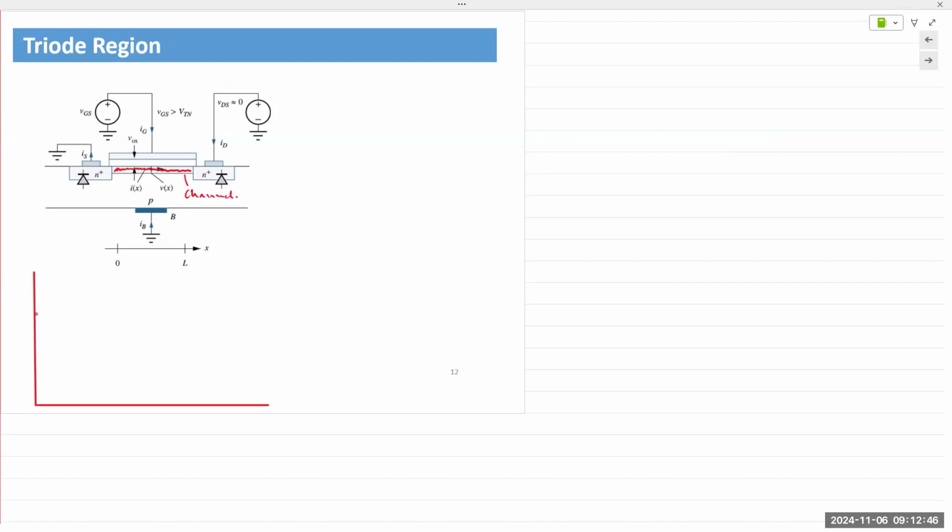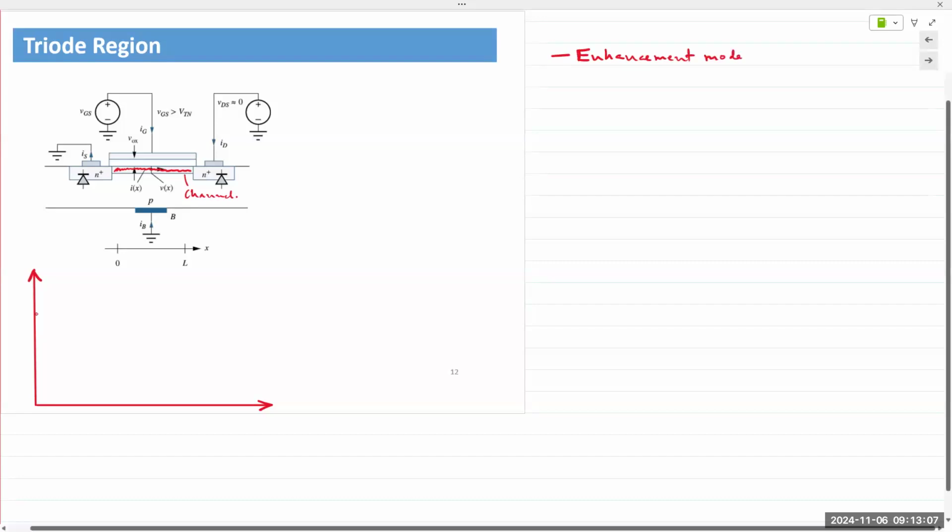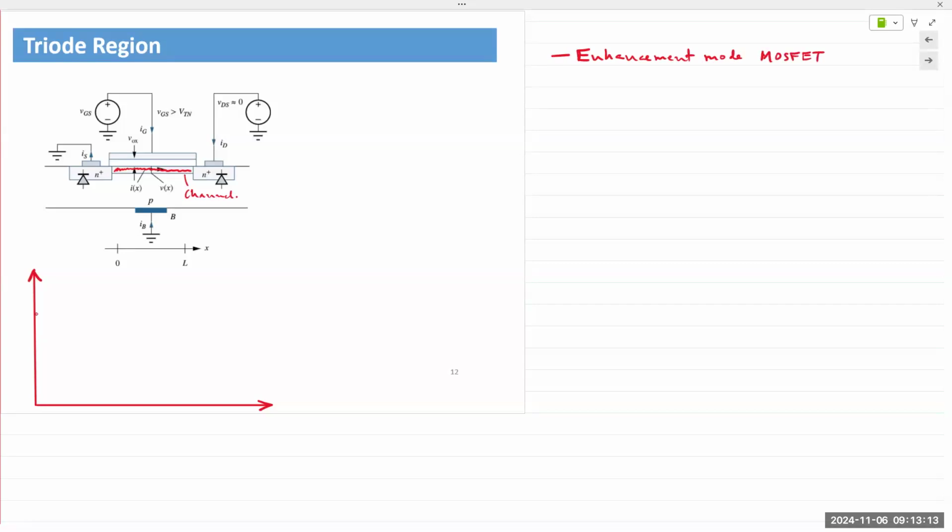Now, unlike the JFET, a voltage must be applied at the gate to create this channel. Hence, this is known as an enhancement mode device. So this is an enhancement mode MOSFET. Okay, enhancement mode.